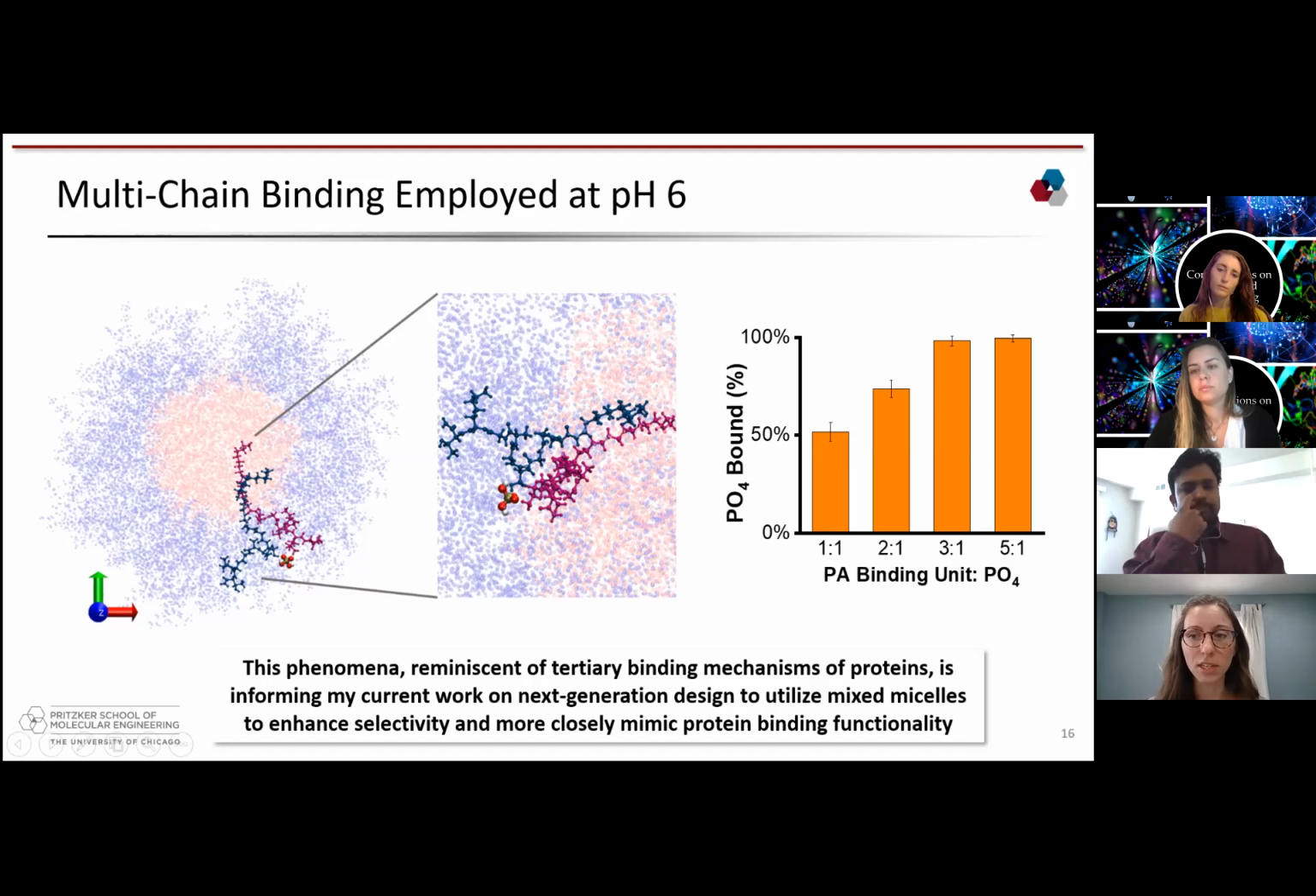And again, we see this confirmed with the experimental data. If you remember, we only saw 100% binding with around a 3-to-1 ratio. So that's confirming that multiple peptide amphiphile units are required to bind a single phosphate in this current setup. So in terms of my future work, I am going to utilize the mixed micelle design scheme that I talked about at the beginning to enhance the selectivity and hopefully more closely mimic this protein binding functionality.